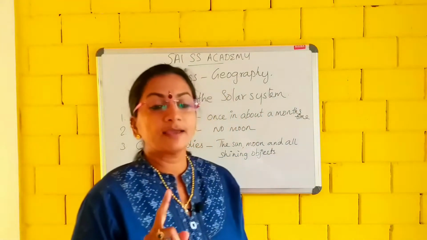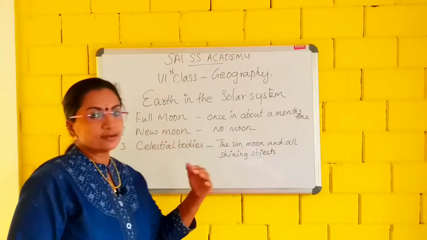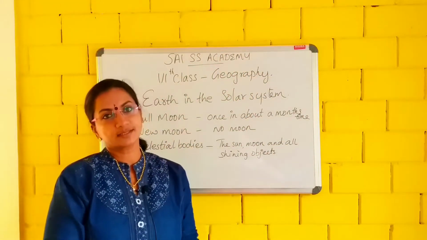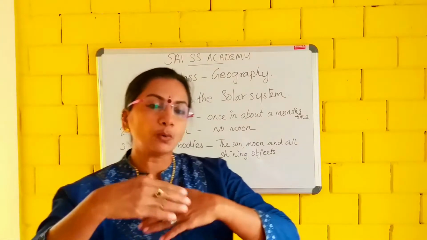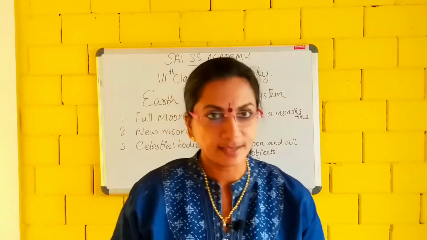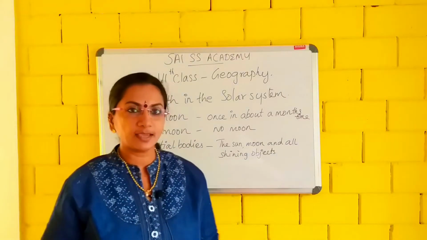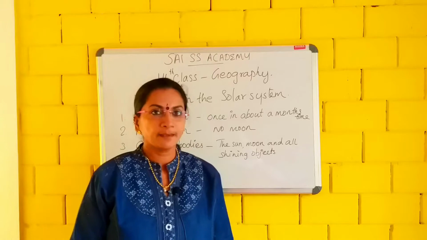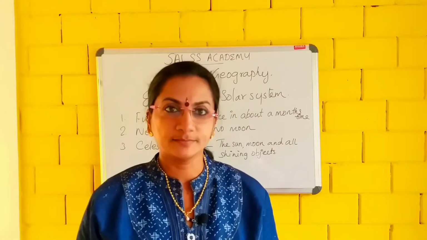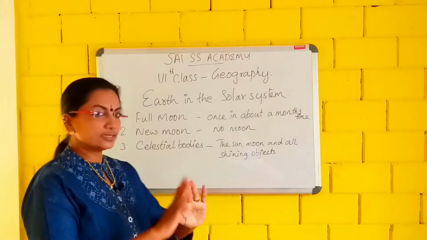And first we can go to the full moon. What is full moon? Full moon means once in about a month's time, we can see a big moon in the sky. At that night, it is so bright that we don't even need to put a light in the outside area. That much brightness is there. And second, the new moon. What is new moon? New moon means we can't see a moon or a light in the sky. That means it is completely dark. On that day, it is fully dark. So on full moon day it is fully bright and on new moon day it is fully dark.